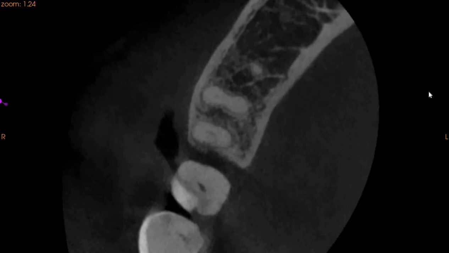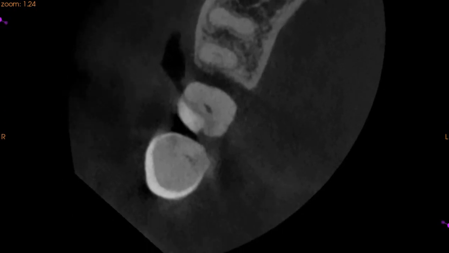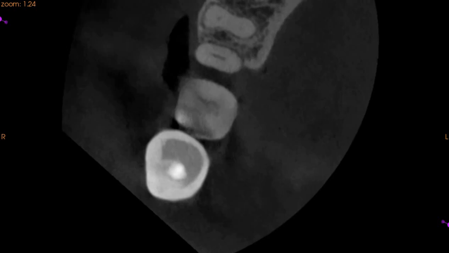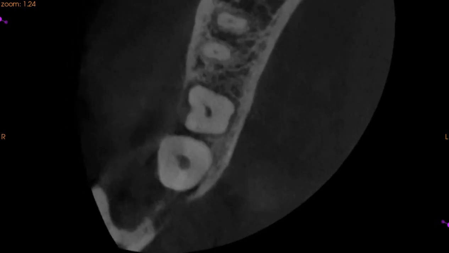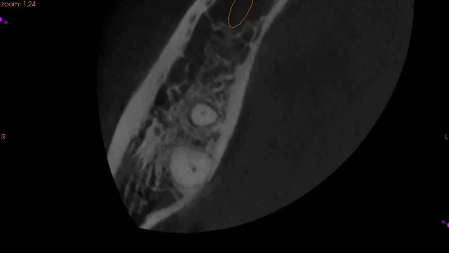If we look at the tooth from an axial point of view, which is top to bottom, we can see we've got one canal and it goes all the way to the bottom. It just stays one single canal there.